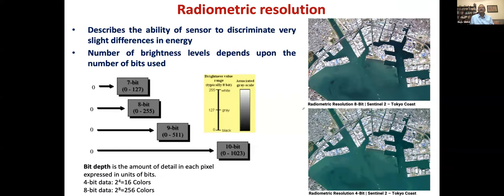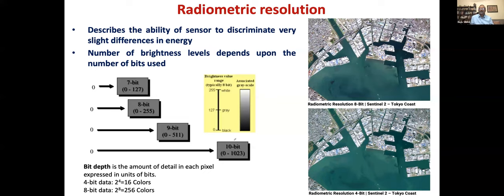Then we have something called radiometric resolution, which describes the ability of the sensor to discriminate very, very subtle differences in the energy being sensed by the remote sensor. Basically, it is defined by the number of brightness levels which a particular sensor can detect. Typically we define this as 7-bit data, 8-bit data, 9-bit data or 10-bit data. A 7-bit data is where the grayscale will be 0 to 127. 8-bit data will be 0 to 255. And 10-bit data will be 0 to 1023, for example.